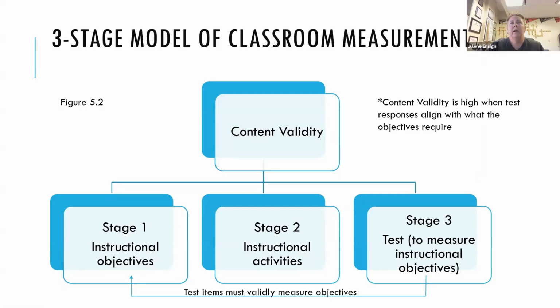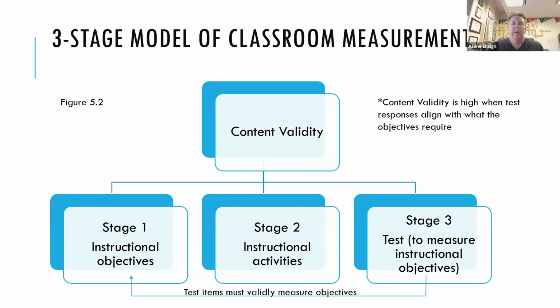Okay, we want high content validity, meaning that we are measuring the content that we're looking at and aligning with the objectives of what we want students to know. So this little asterisk over here: content validity is high when test responses align with what the objectives require.